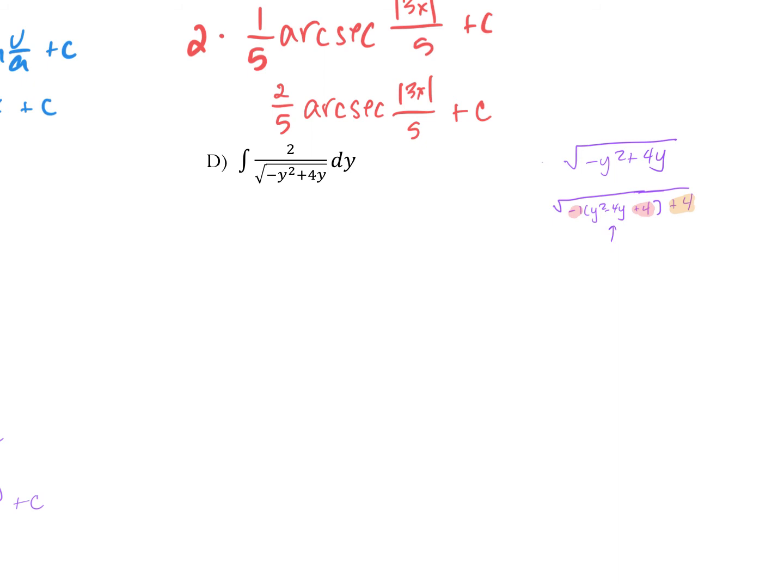So what happens? We now have the square root of. Are you guys cool if I write this 4 at the beginning? I'm going to bring down the negative 1 as a minus sign. And then I'm going to factor that y squared minus 4y plus 4 into y minus 2, the quantity squared.